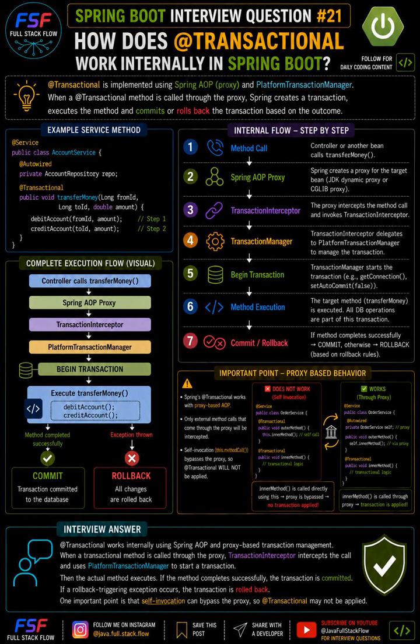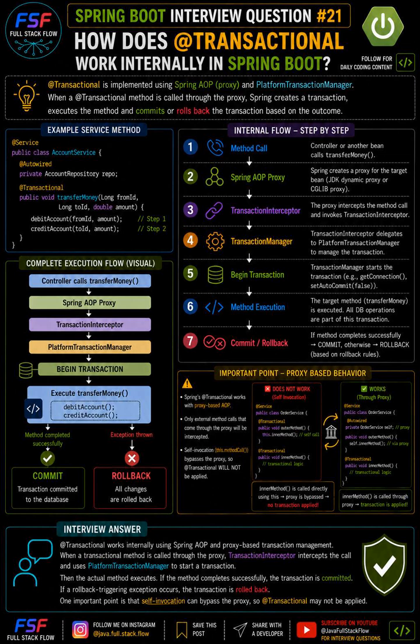Internal flow step by step. Step 1 is method call. A controller or another Spring Bean calls this transferMoney method. For example, controller to transferMoney method. But remember, the call doesn't immediately execute our actual method.